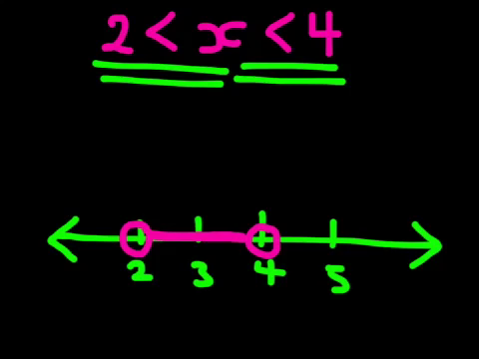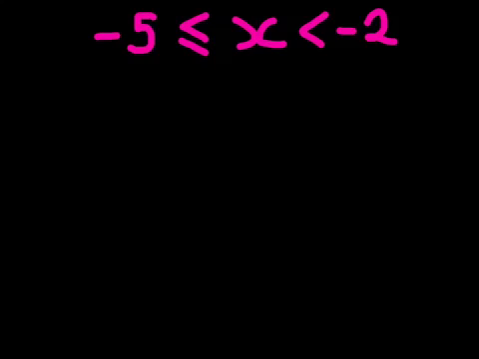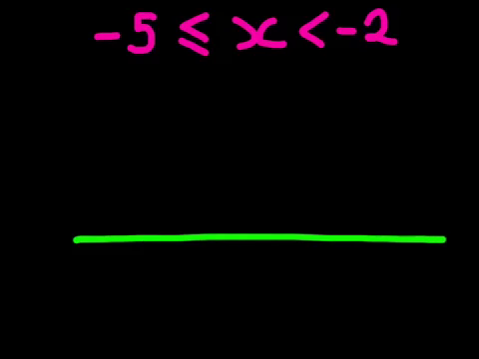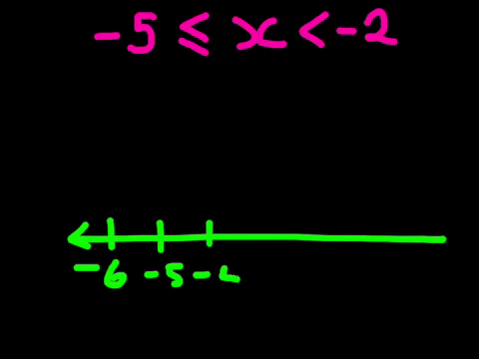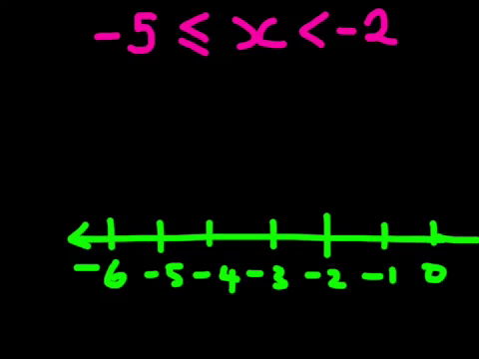So let's have a look at another one. Okay, here's a different one. We've got -5 less than or equal to x, less than -2. So if we draw up our number line, now this time we need to make sure we have -5 and -2 on here. So let's just start there at -6, -5, -4. Okay, so we have a bit of a range there.